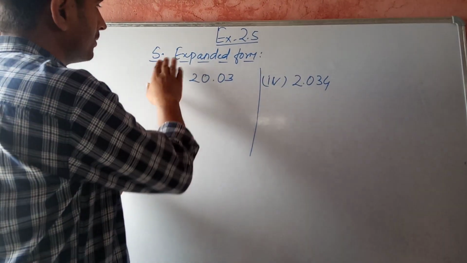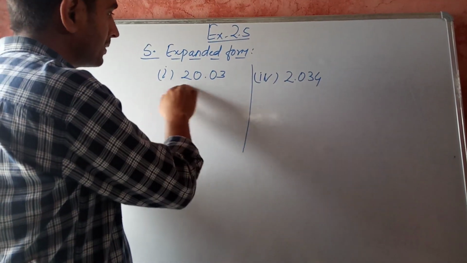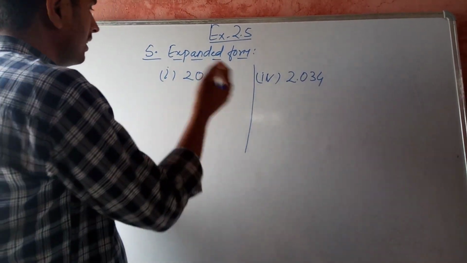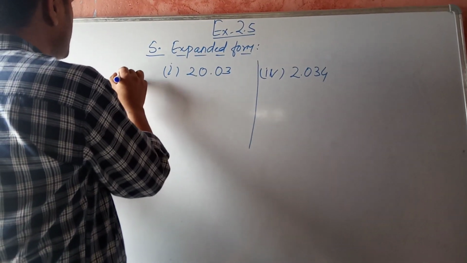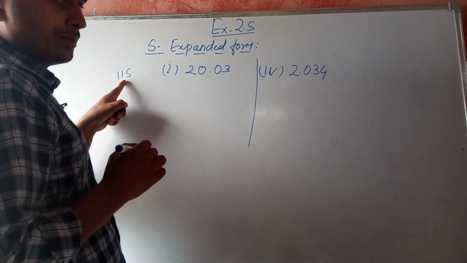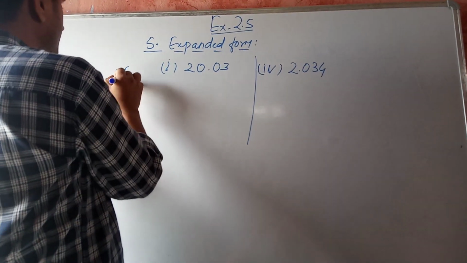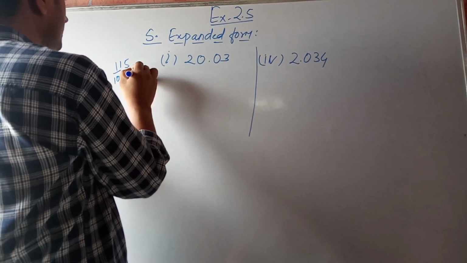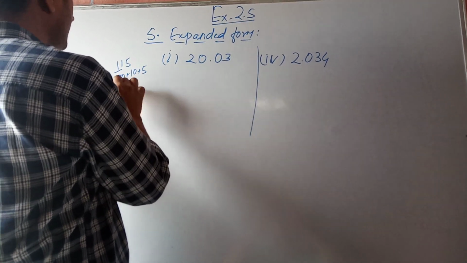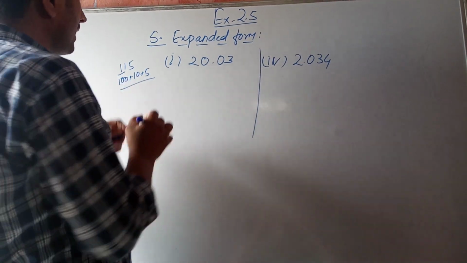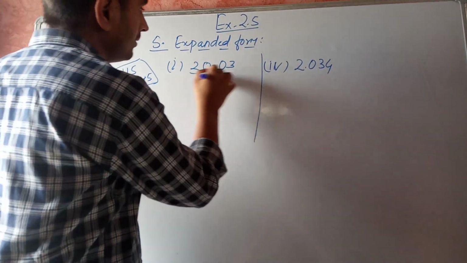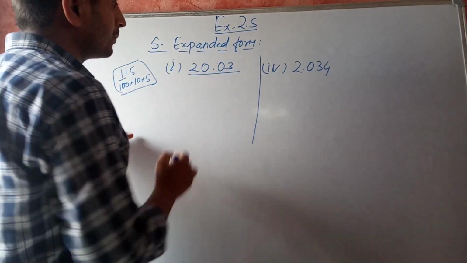Now coming to question number 5, we have to represent these given decimals in expanded form. Expanded form means, suppose I say represent 115 in expanded form: this is 100, this is at the tens place, meaning 10, plus the unit place. So 100 plus 10 plus 5 is the expanded form of 115. Similarly, we will represent this in expanded form.